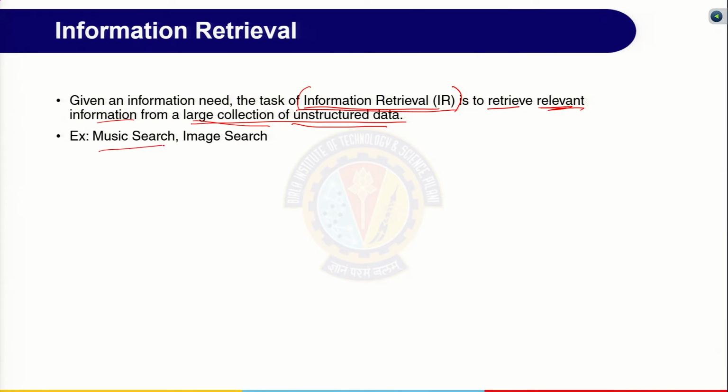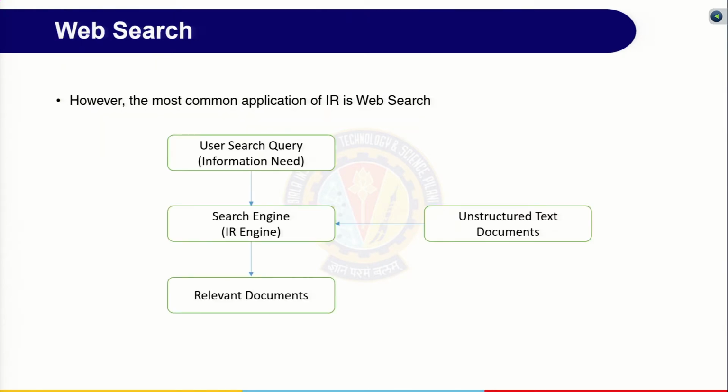And we have other searches apart from simple Google text search. We have music search. We can also do image search as well. So even there, we will be using concepts from the field of information retrieval. So how does information retrieval work? Let us first understand that in two parts.